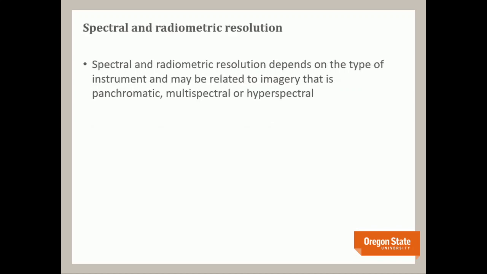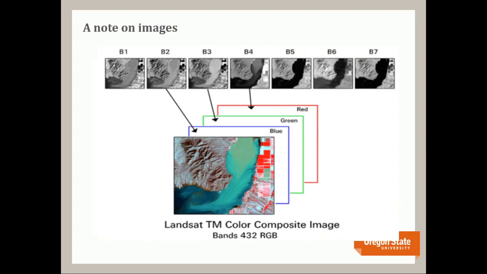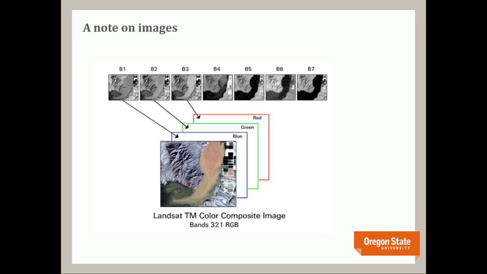Spectral and radiometric resolution depend on the type of instrument and may be related to imagery that is panchromatic, multispectral, or hyperspectral. A note on images. Here the Landsat Thematic Mapper color composite image is presented, with bands 3, 2, 1 as RGB and bands 4, 3, 2 as an RGB composite image. There are 7 bands in the Landsat image.